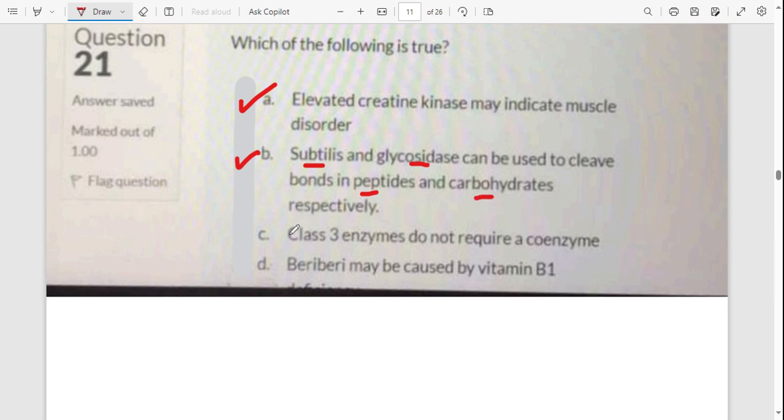Class 3 enzymes do not require a cofactor. This is true. Class 3 and class 4 enzymes do not require a cofactor. The rest, class 1 up to 6, apart from 3 and 4, will require a cofactor.